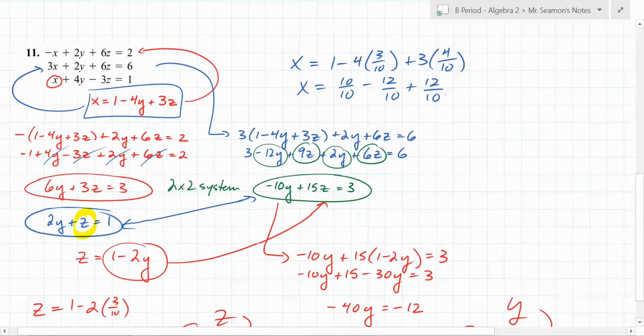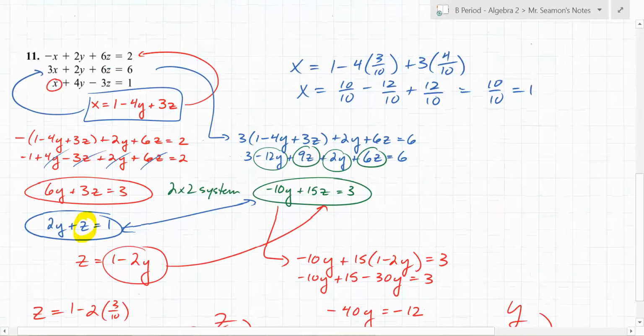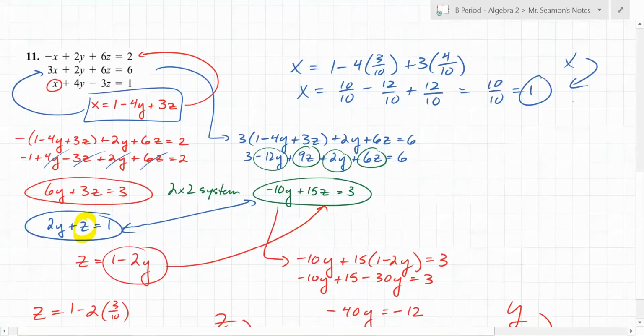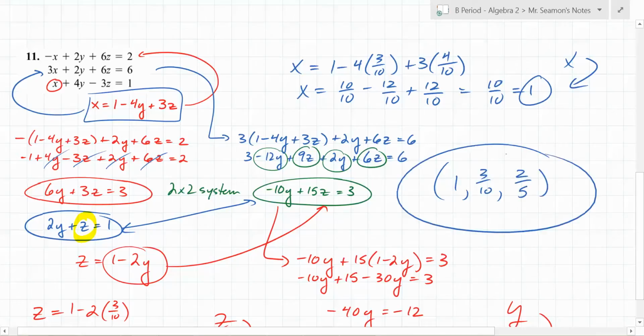12 over 10? Did it come out to be, what's that equal? No. It comes out to 10 over 10, which equals 1. So how do you write, this right here, this is x right there. So how do you write the answer to this? 1, 3 over 10, 2 over 5. Correct. There it is, right there.